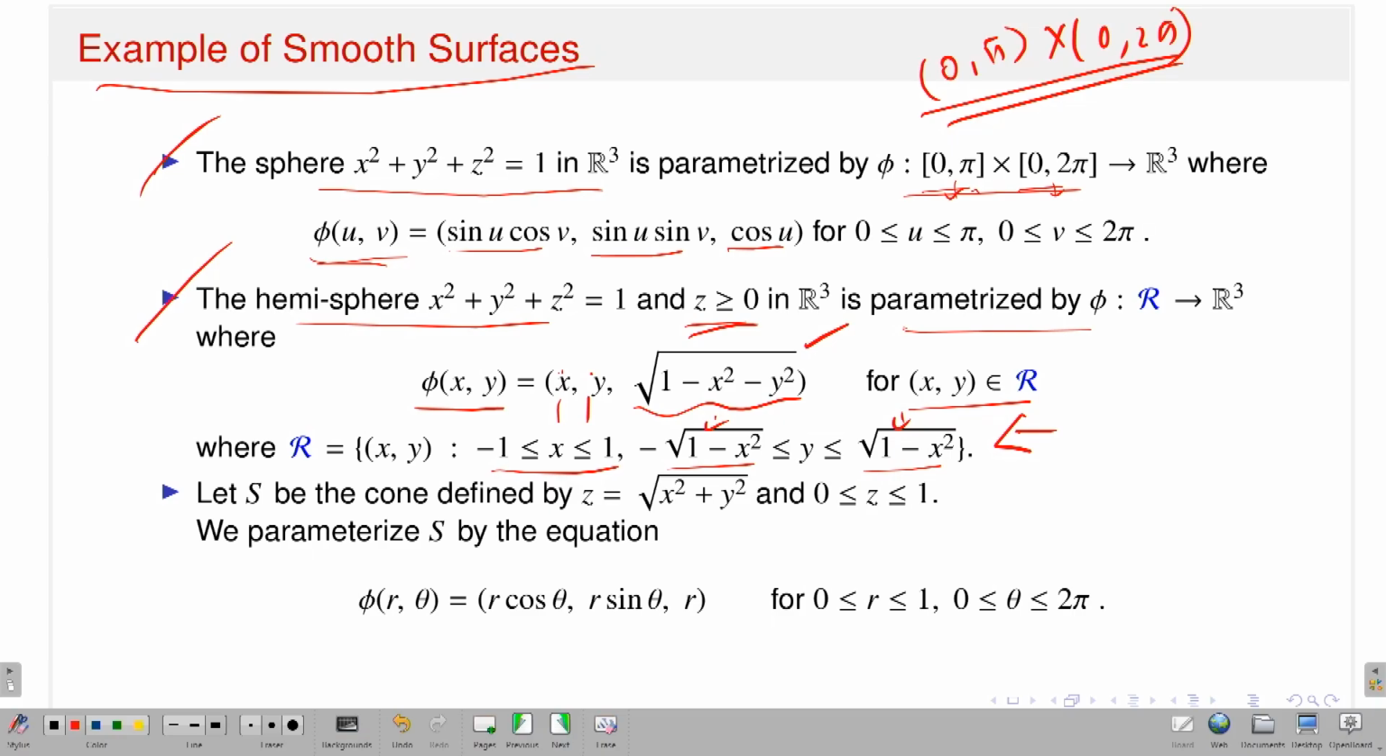And of course, you can check that if I take any point P in R, the corresponding normal vector, that means del phi del x at P cross del phi del y at P, should be a non-zero vector. Again, I am leaving it as an exercise, please complete it. And what about the third one?